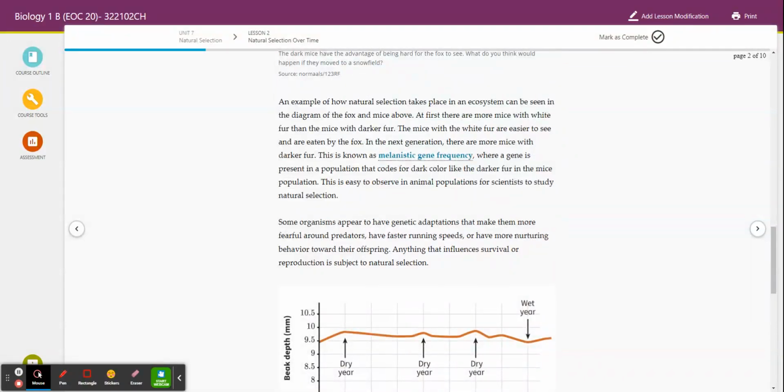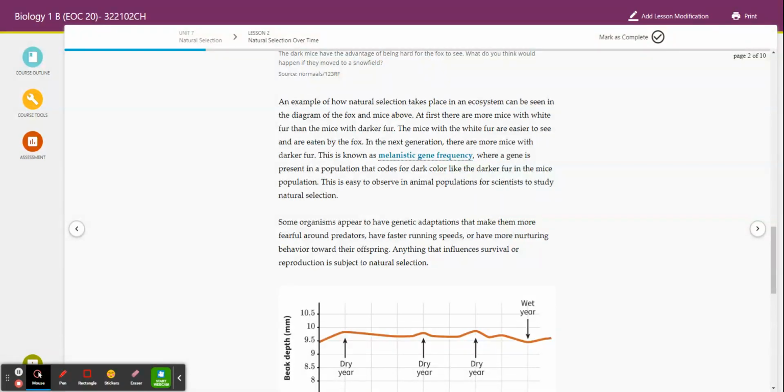An example of how natural selection takes place in an ecosystem can be seen in the diagram of the fox and mice above. At first, there are more mice with white fur than mice with darker fur. The mice with the white fur are easier to see and are eaten by the fox. In the next generation, there are more mice with the darker fur. This is known as melanistic gene frequency, where a gene is present in a population that codes for dark color, like the darker fur in the mice population.